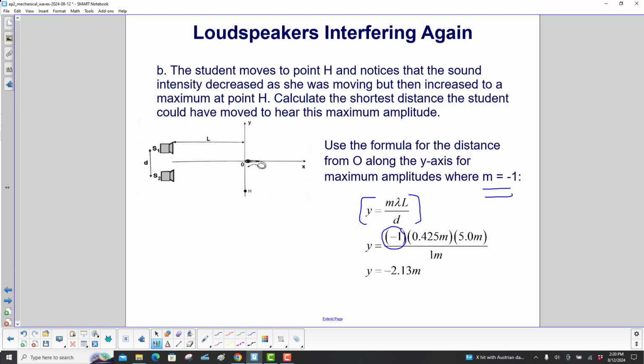Here's our m. Here's the wavelength we calculated. Here's L, which is the distance between the speakers and the y-axis there. And d is 1 meter. That's the distance between the speakers. And you get y is minus 2.13 meters. So that tells you it's down here.